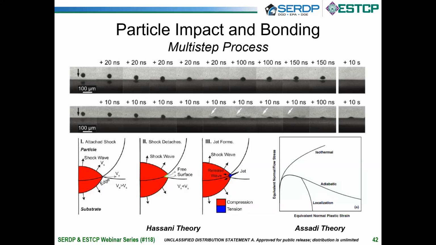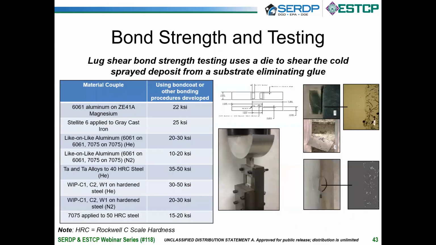So again, what we know about this process for sure is that we achieve both a shock wave which ejects material from the interface, which is shown in Hassani's theory off on the bottom left, and then in the Asadi theory, we also know that we get strain localization due to the plastic deformation at the interface between the particle and the substrate. And both of these are very important for bonding.